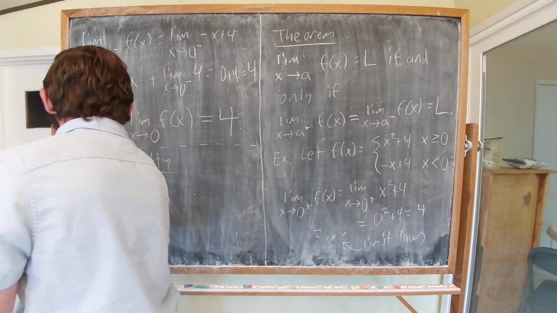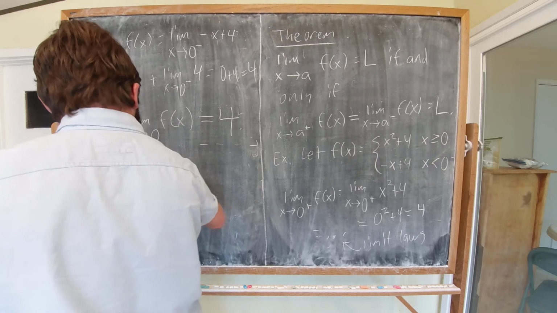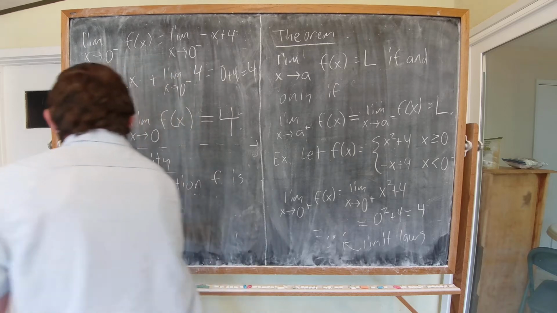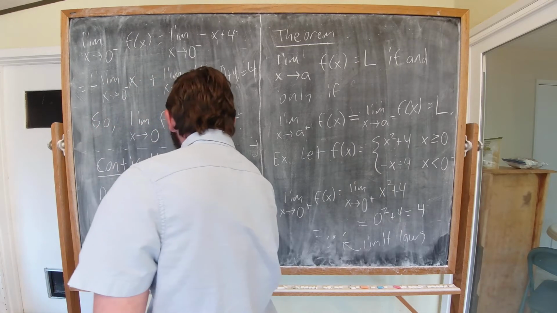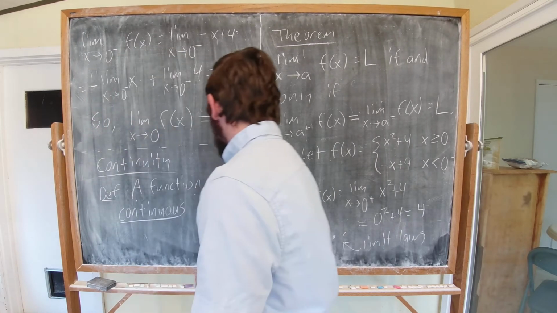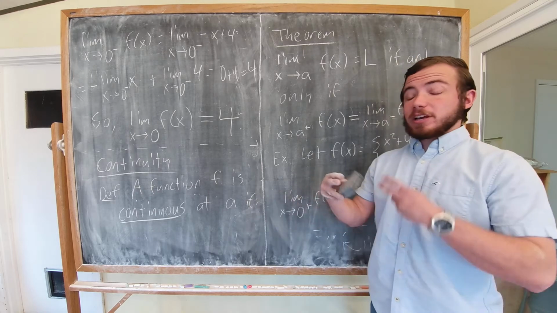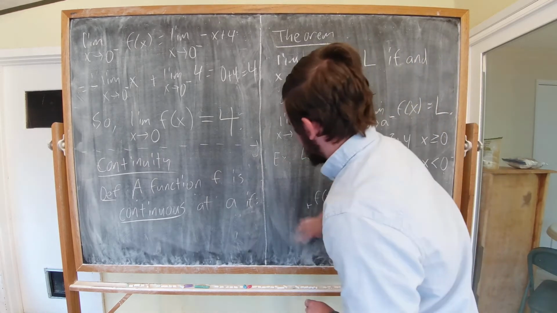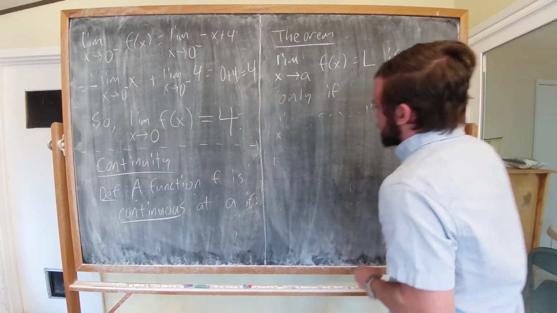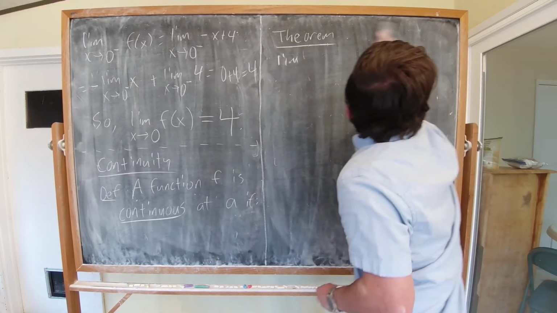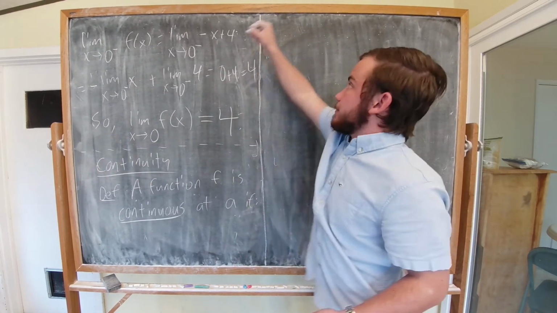So, a function is continuous at a point a if... so now continuity is a point where a function can be continuous some places and not others. And it will be continuous if three things happen.